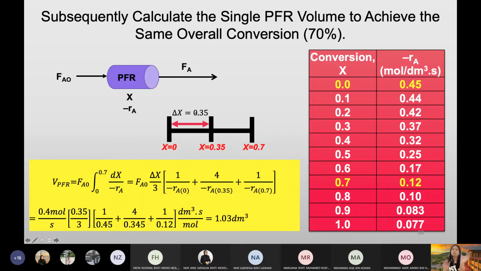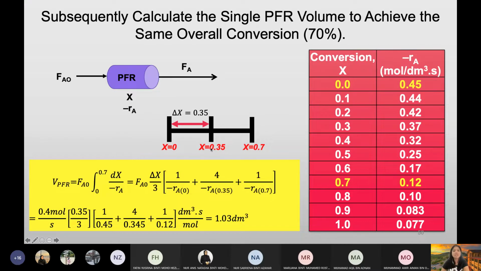So the difference either front or back is still the same. The difference will still be 0.35. 0 to 0.35, beza dia 0.35. 0.35 to 0.7, the difference is still 0.35. So delta X 0.35 divided by 3. In bracket, 3 points. So the first point is 1 per minus RA when my X is 0 plus 4 per minus RA at my middle X which is 0.35.